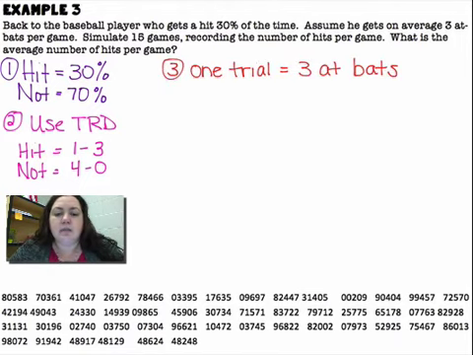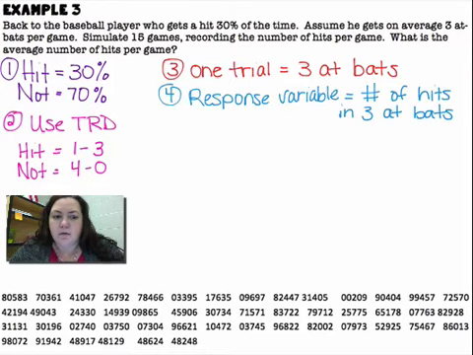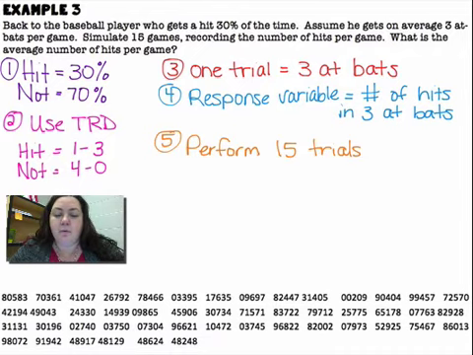1 trial is equal to 3 at-bats. The response variable is the number of hits in 3 at-bats, so the number of hits in 1 game, because we're assuming he gets 3 at-bats per game. And then I'm going to perform 15 trials. So I have to group the numbers, look at 3 numbers at a time. I'm going to look at the first 3 numbers, 8, 0, and 5. So I'm going to group them into 3 number chunks.